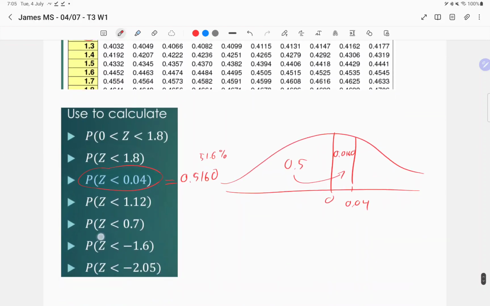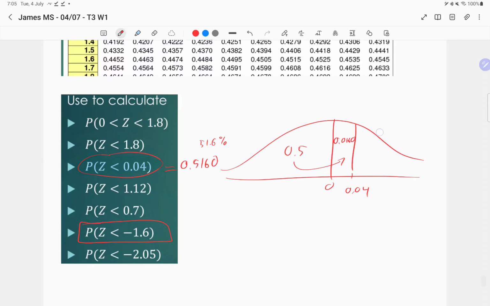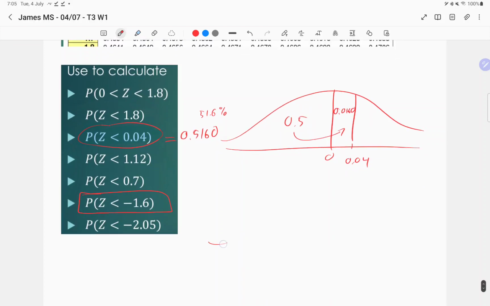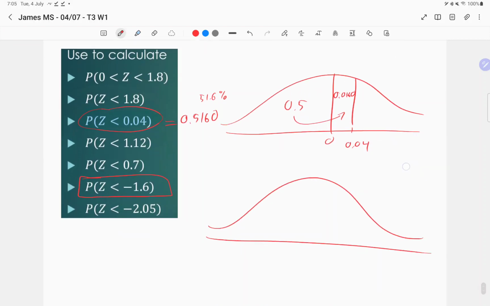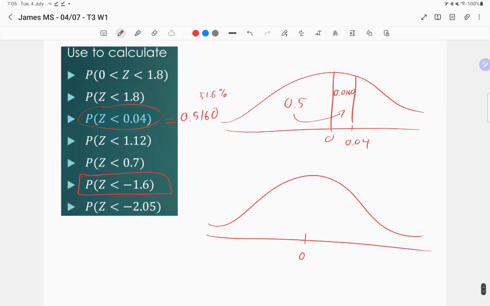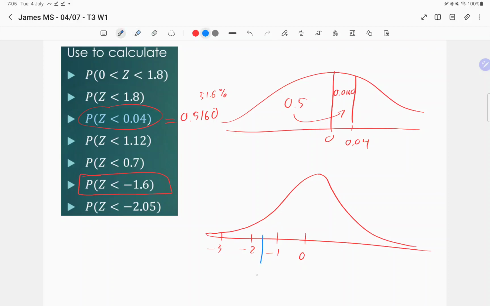And then how about this one here? Z less than negative 1.6. Okay, all right, let's see. Less than negative 1.6, again, Z means standard normal, so that's 0, minus 1, minus 2, minus 3. Normally it will be very close to minus 3. I'm just estimating, so don't worry too much about the shape, but roughly it's a bell curve. Negative 1.6 is around here. That's negative 1.6. So let's put this on here, and they want the area over here.